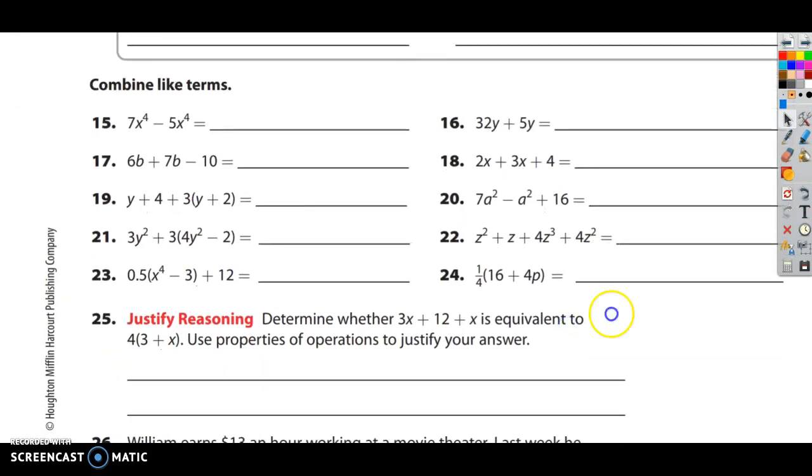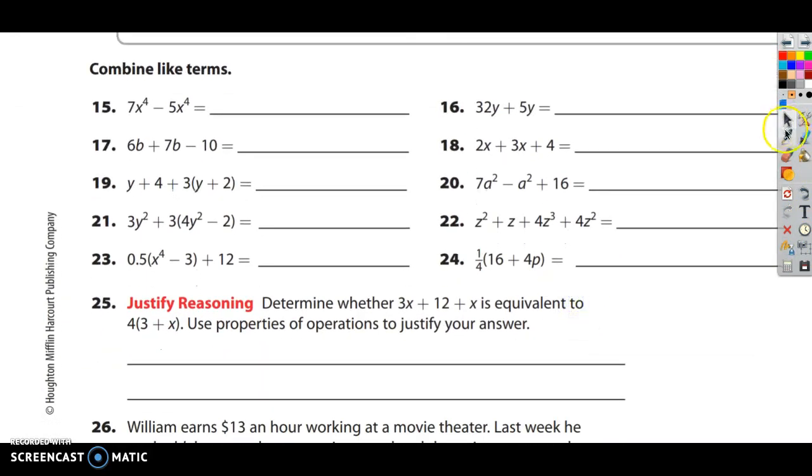Numbers 15 through 24 say combine like terms, and some of these are really pretty simple. Do you notice on number 15 that we've got the same x to the 4 and x to the 4? That means we simply do 7 minus 5 is 2, and then we write the unit x to the 4th power. It's that simple. All you had to do was 7 minus 5. Same thing for number 16. Do you notice we've got y and y? That means you add up 32 plus 5 is 37y. Those are pretty simple. They're not all quite that simple.